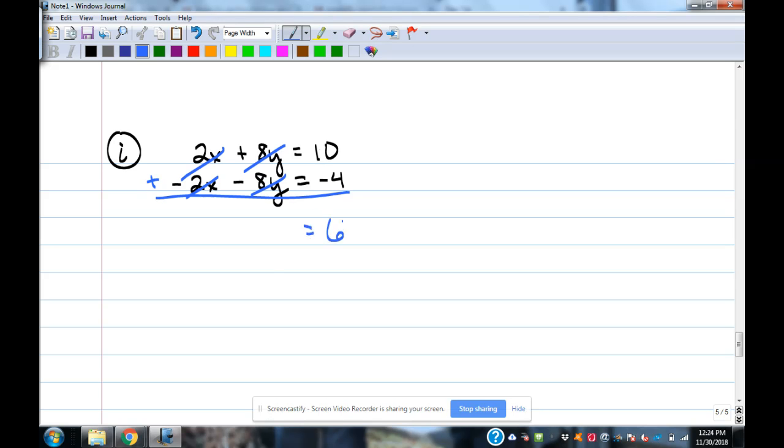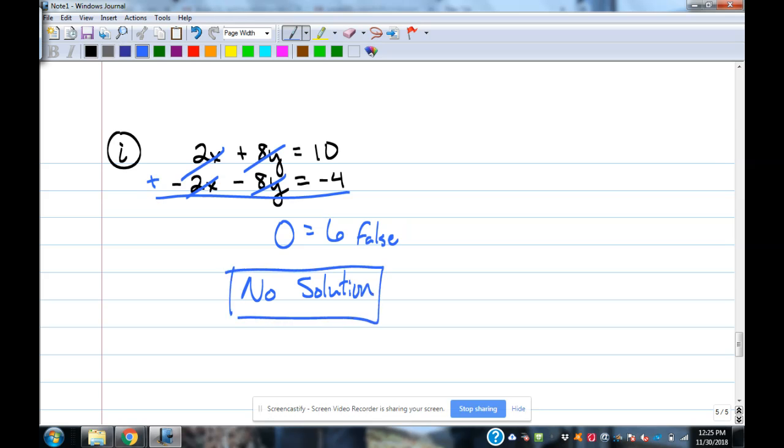What's on the left side over here? If everything canceled, what's there? 0. Does 0 equal 6? No, this is false. What was it when that happened when we were doing substitution? If everything canceled out, we had a false statement, it was no solution. Those are nice.